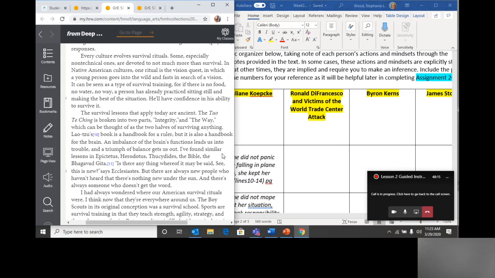Is there anything whereof it may be said, see, this is new, says Ecclesiastes. But there are always new people who haven't heard that there's nothing new under the sun, and there's always someone who doesn't get the word.